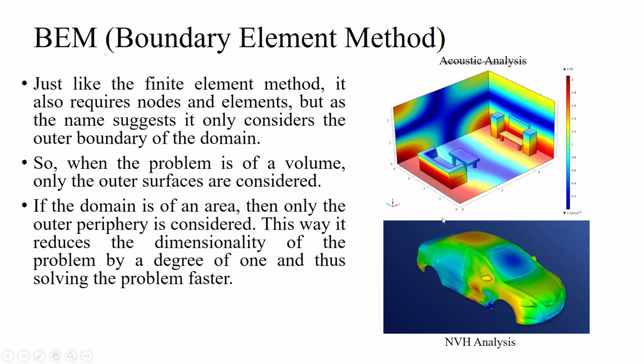So for example, let us say this is a total box. When we are using the boundary element method, it performs analysis only on these particular surfaces. It is not going to take up the inner material. Likewise, if you have an area, it considers only these edges for the analysis. The main advantage with BEM is that the dimensionality of the problem is decreased, so the solution time is much less, and this method is very effective in solving problems involving acoustic analysis and noise vibration analysis.